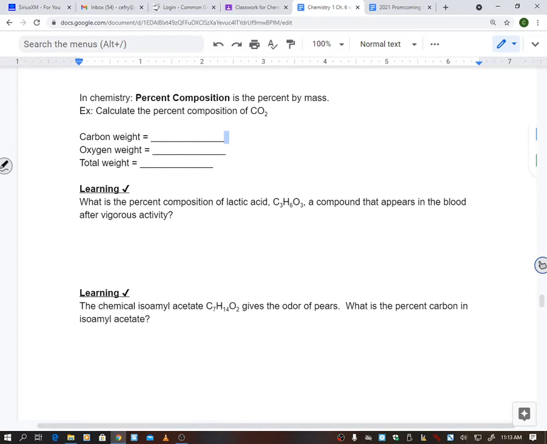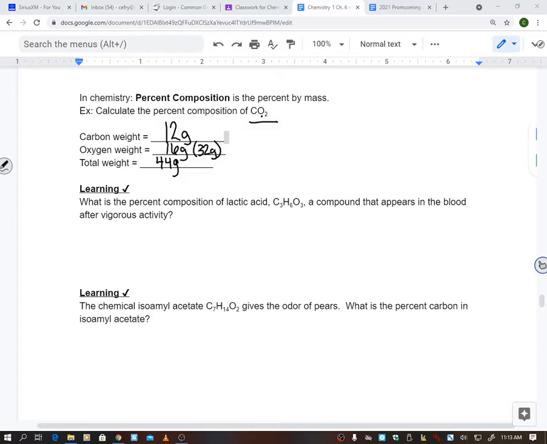It says calculate the percent composition of CO2. So I need to know carbon's weight, which if you look at your periodic table is 12 grams. Oxygen's weight is 16 grams. Now it says total weight. I am not just going to take 12 plus 16 and get 28, right? Because look at this, it is CO2. I have 2 oxygens. So really that's like saying I have 12 plus 16 plus 16, which would be 44 grams, right? So this is really 32, right? Because there's 2 of them, okay? So that's where I'm getting that 44.